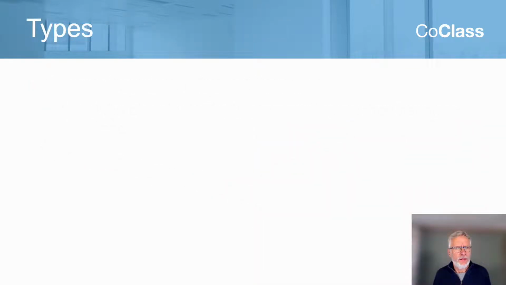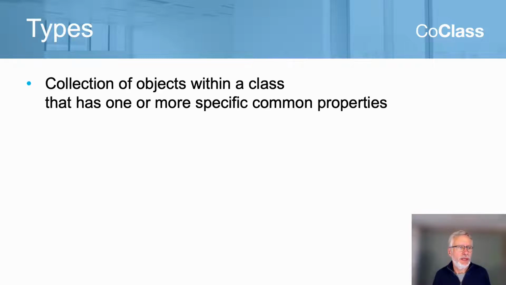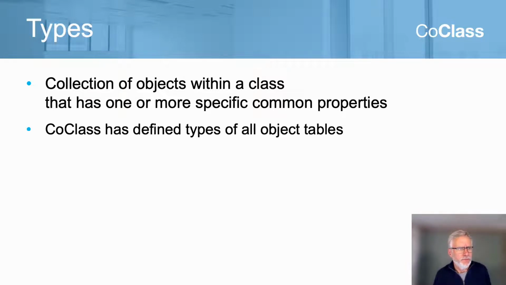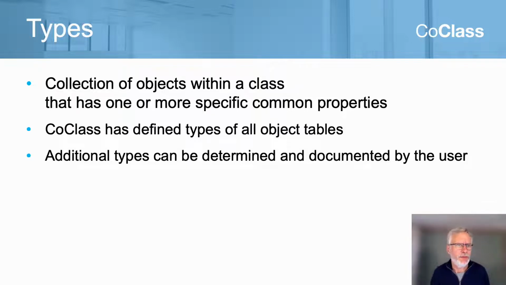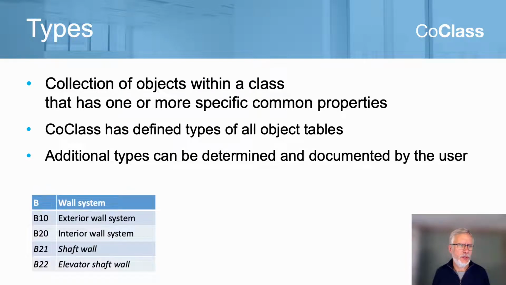Well, the classes are in many cases sort of theoretical. But for practical use, you also need types. And the type is then sort of a subclass, a collection, an object within a class, with one or more specific common properties. And CoClass has defined types of all object type tables. And if you need, you can also add your own. As long as you document it, you can add types as far as you go.